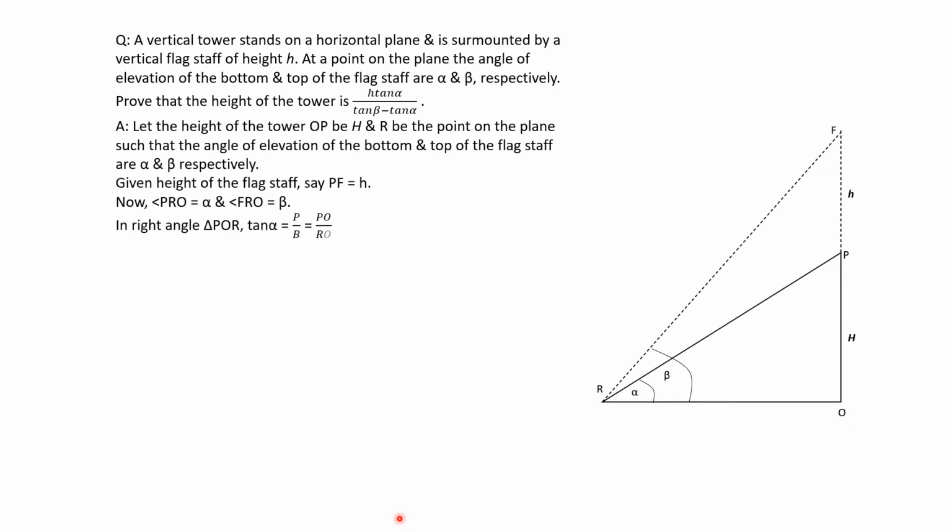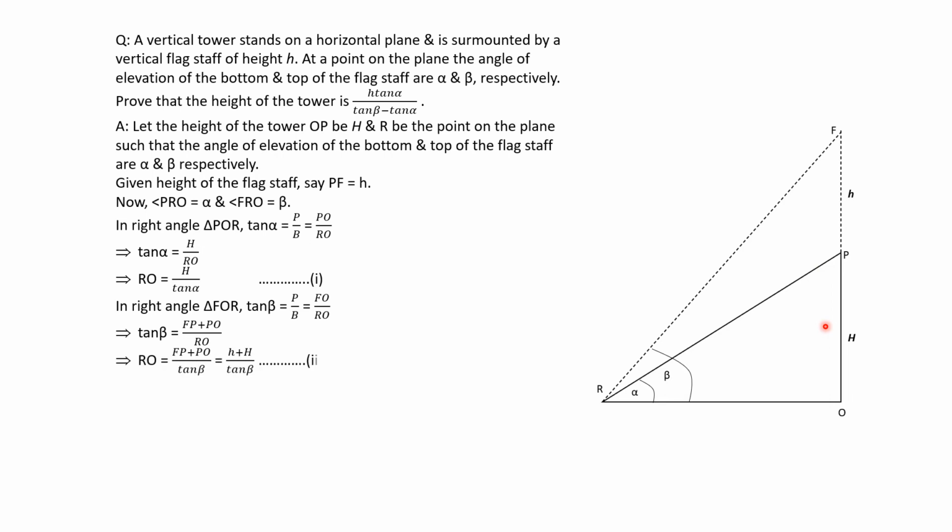Now in right angle triangle POR, tan alpha equals P by B, or we can write PO by RO. So we can write tan alpha equals H by RO, or RO equals H by tan alpha. Let this be the first equation. Now in right angle triangle FOR, tan beta equals P by B, which equals FO by RO. So tan beta equals FP plus PO whole divided by RO, because FO is nothing but FP plus PO.